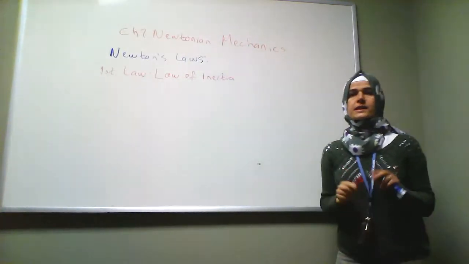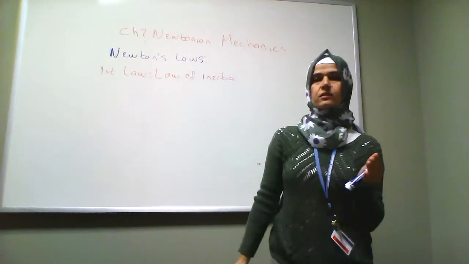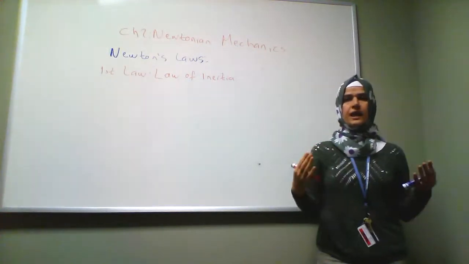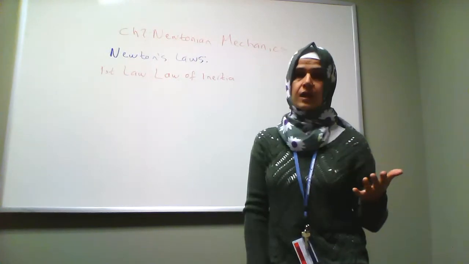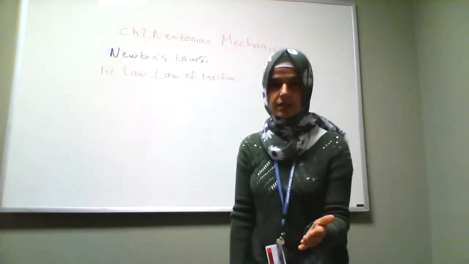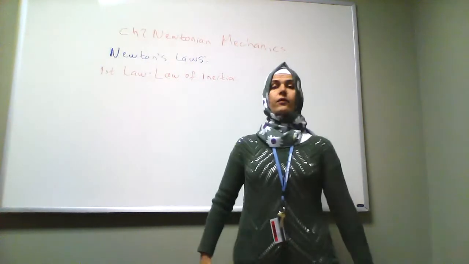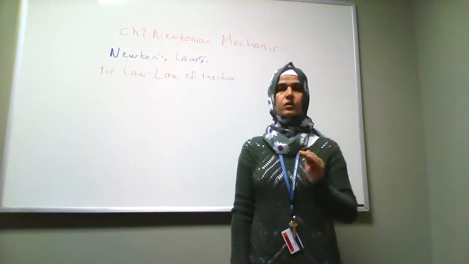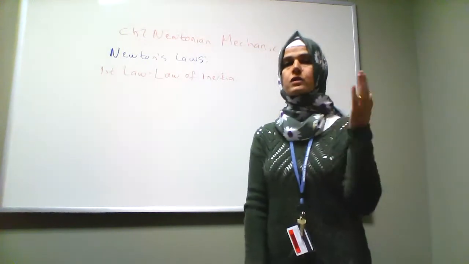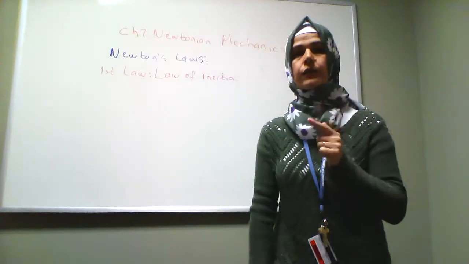The law of inertia simply is the tendency of objects, any objects in the world, to keep their state as long as they can. So if an object is in a stationary state, it wants to stay in a stationary state forever. If an object is moving with a velocity, it wants to move with the same velocity, constant velocity, forever, unless a force is acting on it. This is simply what the law of inertia is.